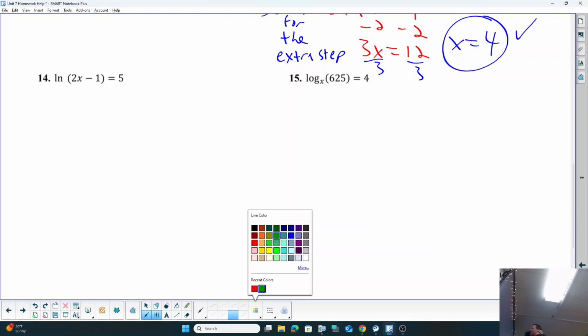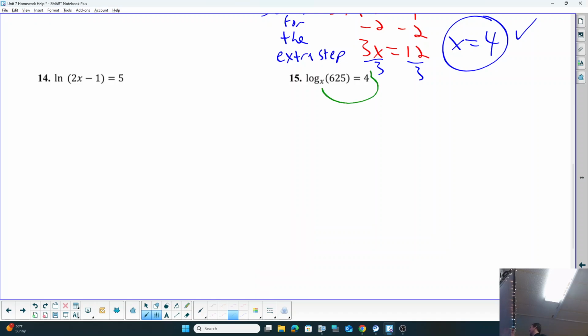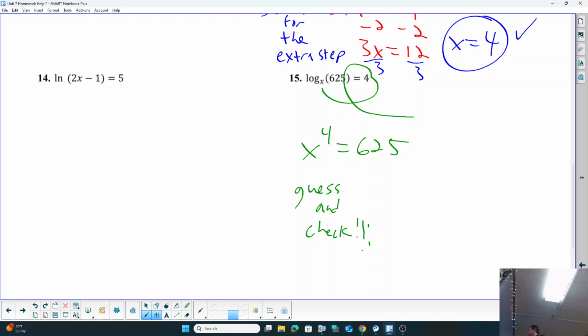Couldn't we rewrite that as an exponential? I think we could. So we would do x to the 4 power equals 625. So x to the 4th power equals 625. And then we could guess and check. I'm going to guess that maybe 4 or 5 works.